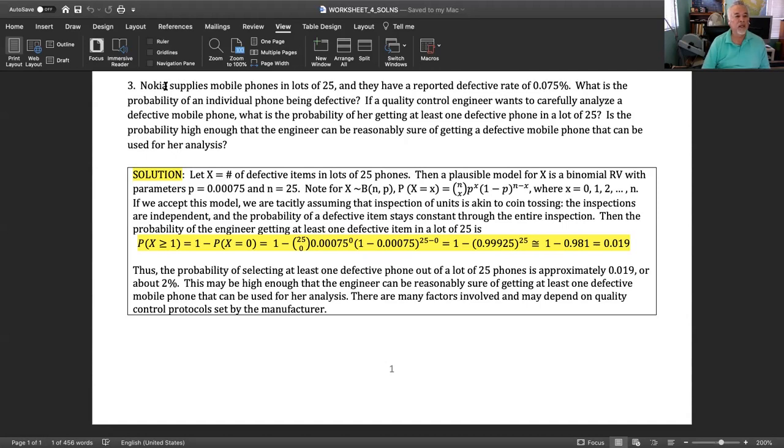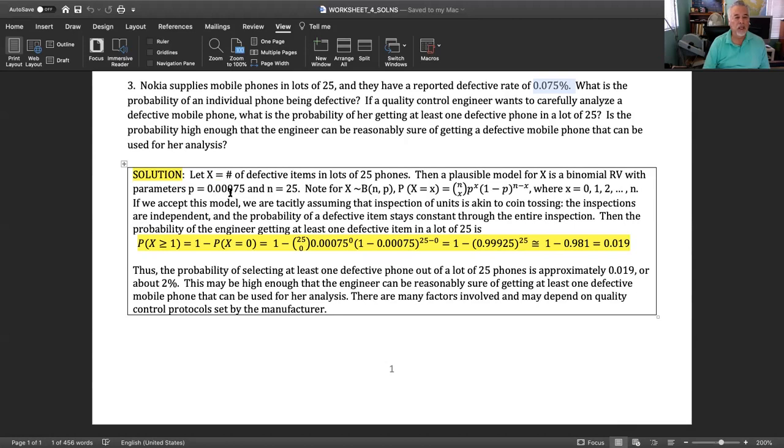Nokia is a well-respected manufacturer of phones. Their quality control procedures are very good, and so they have very small defective rates in their phones. Now, so what is the probability of an individual phone being defective? Well, it's just the defective rate, okay? So the probability, let's call it P, of a defective phone, here I'm giving you the number in percent. So to convert that to a decimal, we just divide by 100. That means we move the decimal place over 2 places.